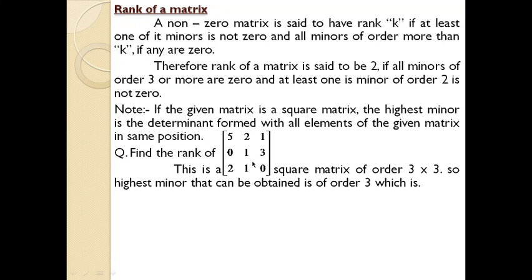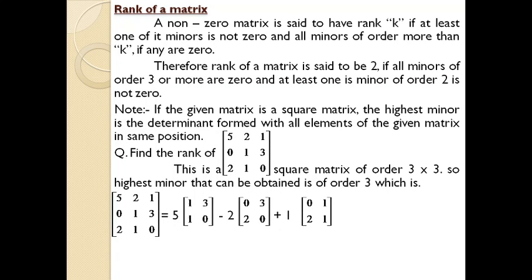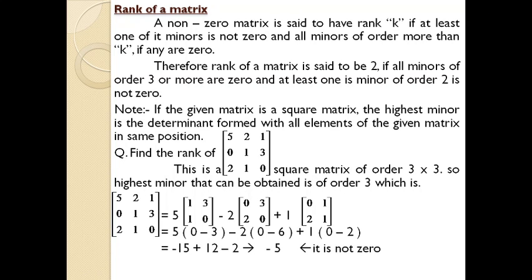So it's of order 3 into 3, and we can assume that the rank may be 3. And how are we going to find whether it is 3? We all know how to find the minor or determinant of these matrices. When you are finding the determinant, the values selected are from the first row. Once you solve this matrix, you can see that the determinant is minus 5. Minus 5 means it is not 0.